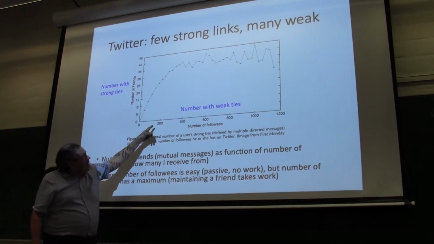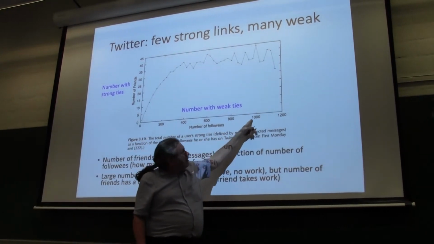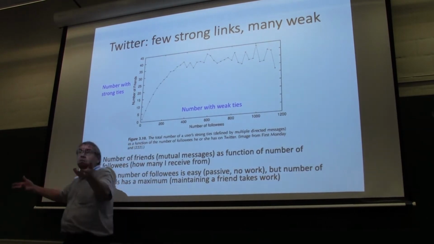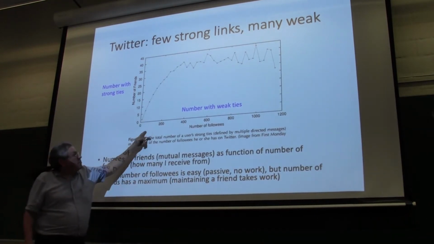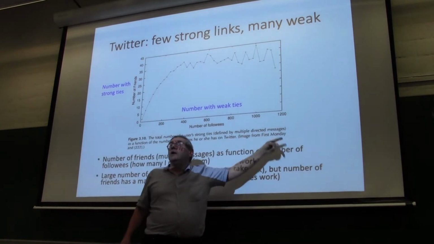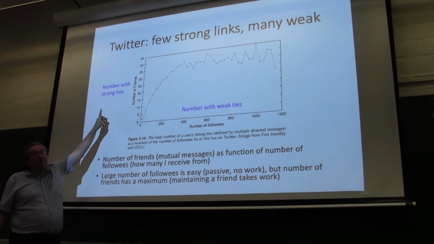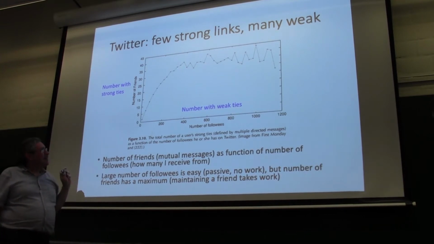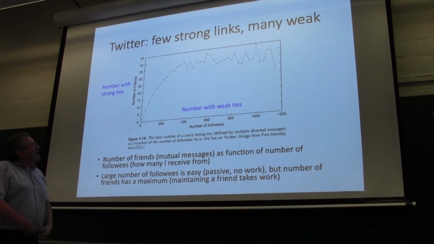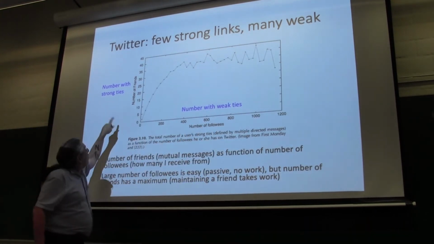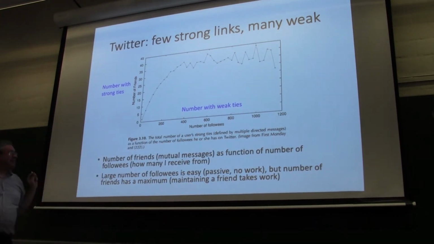You can see the number of followees can go really, really high. A lot of people are following you, in fact. It means a lot of people follow you, listen to you. But not so many people are sending messages back and forth. So again, these are the weak ties, and these are the strong ties.